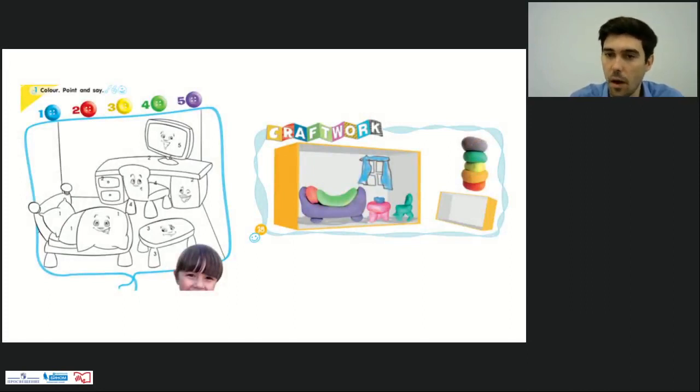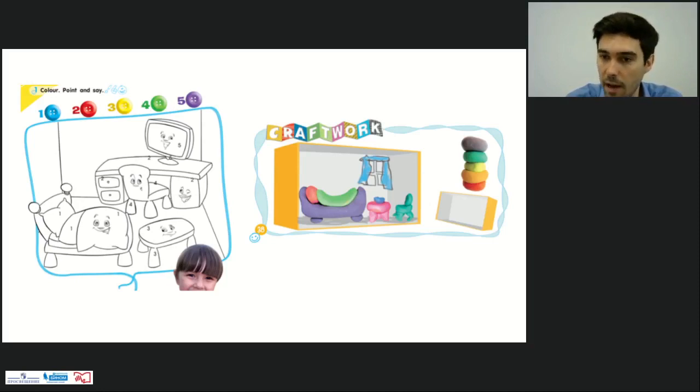So we can see on the surface it looks like a colouring activity. Students are colouring the different parts of furniture, but at the same time we can also use this activity to revise the different parts of different furniture. We have here the bed, the chair, TV, so students can revise key vocabulary.